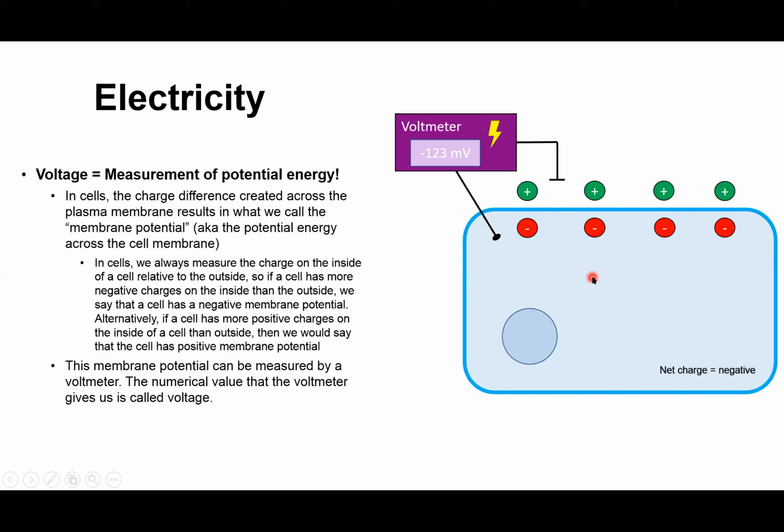And in cells, we actually always measure the charge on the inside of a cell relative to the charges on the outside. So if a cell has more negative charges inside than what there is outside, we say the cell has a negative membrane potential, like in this example, right? So in this example, we have 4 negative charges on the inside of the cell. We don't have any negative charges out here. So compared to the outside, the inside of the cell is negative. Okay, this side of the cell membrane is negative.